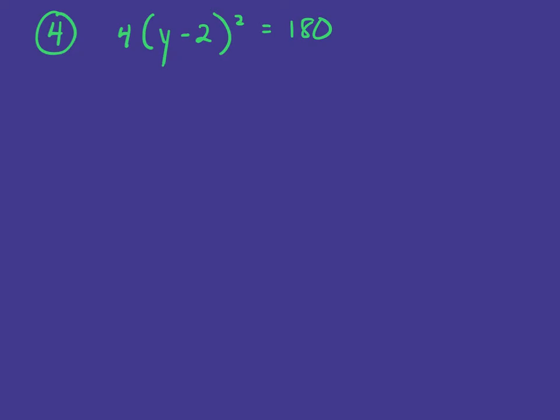Number 4, 4 times the quantity y minus 2 squared equals 180. So using the square root method again, just like we did on the first 3 examples, we want to get the squared variable or the squared parentheses by itself. And here we've got a squared parentheses that we want to get all by itself. So the only thing with it on its side of the equals is that 4.